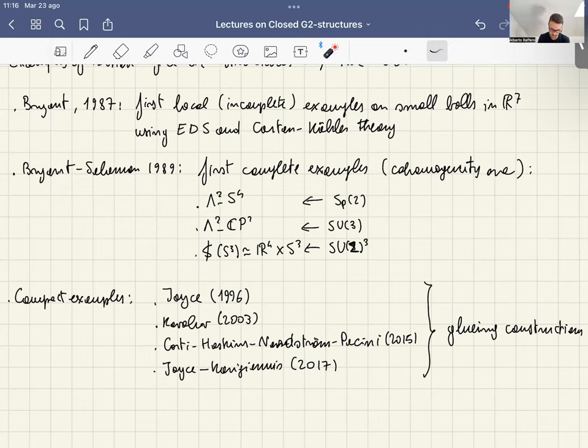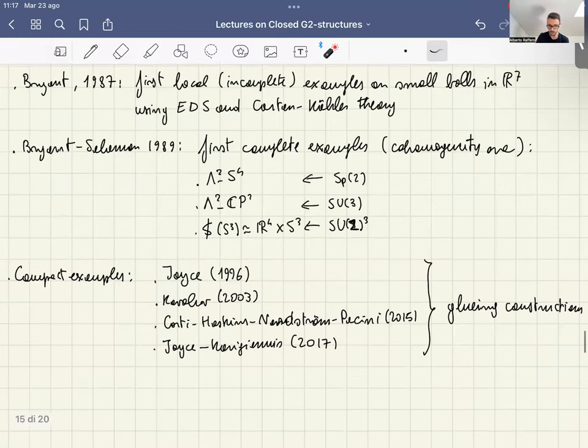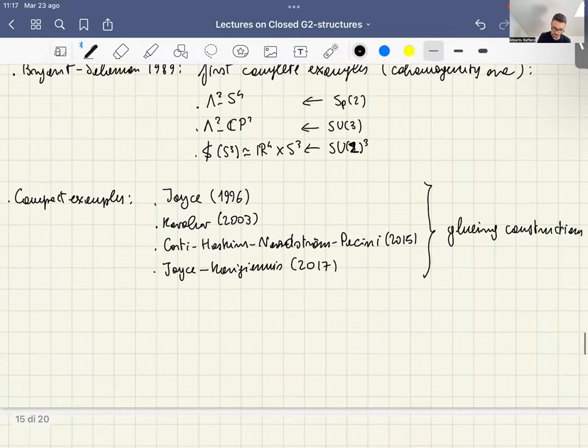Then these papers here by Kovalev and Corti, Haskins, Nordstrom, Pacini involve a different type of construction, which is the so-called twisted connected sum technique that allows one to obtain manifolds that at the end of the day will be irreducible, by gluing suitable asymptotically cylindrical non-compact manifolds with smaller holonomy. And the last type of construction given by Joyce and Karigiannis is based on a different type of construction that involves the gluing of some Gaussian spaces.